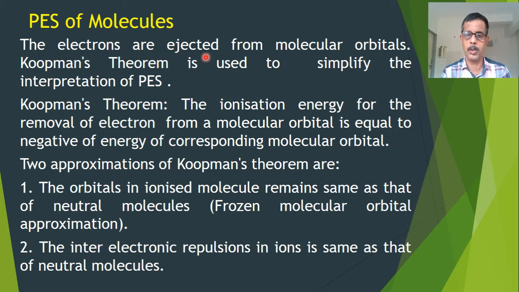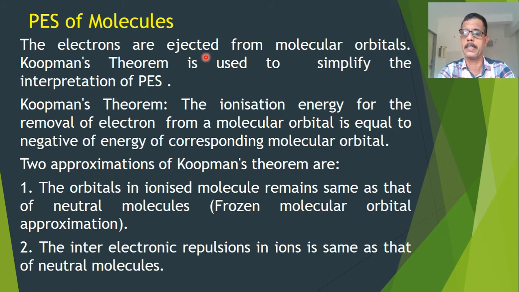But actually it is not so. Whenever electrons are removed, the force of attraction of the nucleus on the electrons increases and the molecular orbital shrinks. Koopmans' theorem says that there is no shrinking; the orbital remains at the same position. That's the first approximation. The second approximation says that the inter-electronic repulsion in the molecule, as well as in the ions formed by the removal of electrons, remains the same. But actually it is not the same. Whenever the orbital shrinks, electrons come closer and inter-electronic repulsion increases.